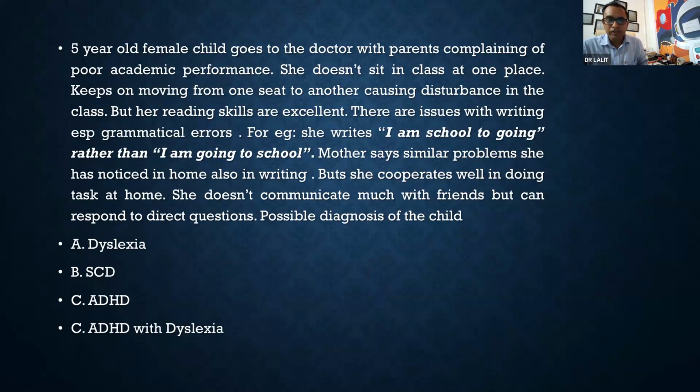For example, instead of writing "I'm going to school," she writes "I'm school to going." So there are grammatical errors. The mother says she has noticed a similar problem at home while writing. But she cooperates well in doing tasks at home. She doesn't communicate much with friends, but can respond to direct questions. So what is the possible diagnosis for this child?